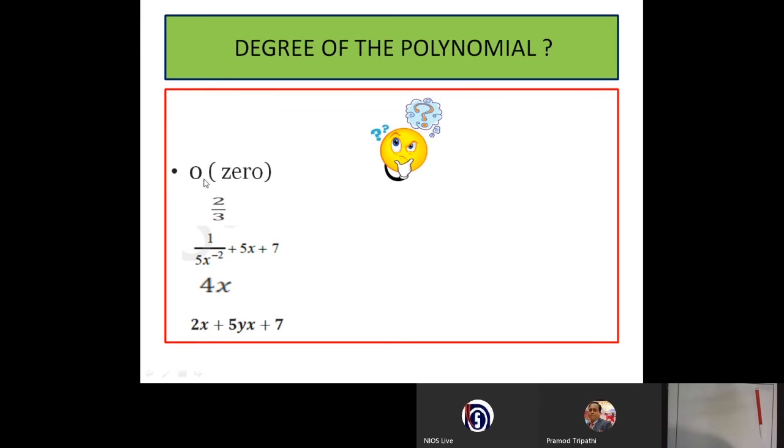You have to find the degree of the polynomial for each of these: 0, 2 upon 3, 1 upon 5 into x minus 2 plus 5x plus 7, 4x, and the last one is 2x plus 5xy plus 7. So you see it and then we will discuss it.